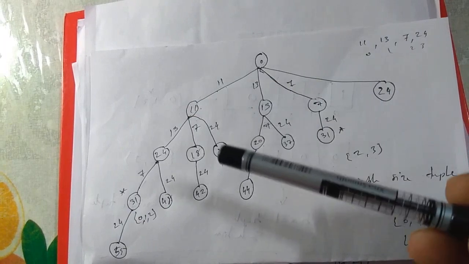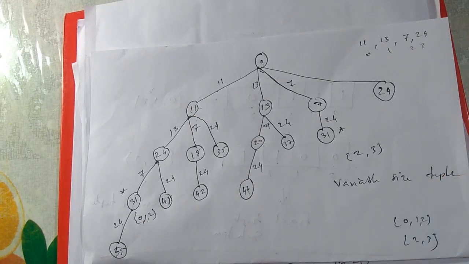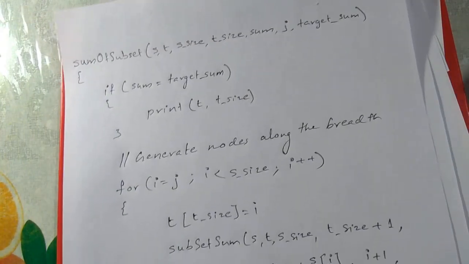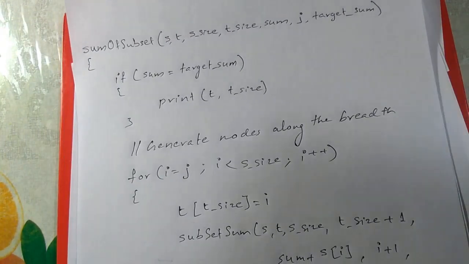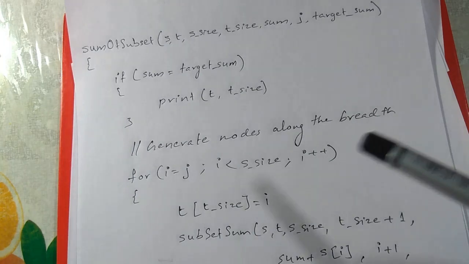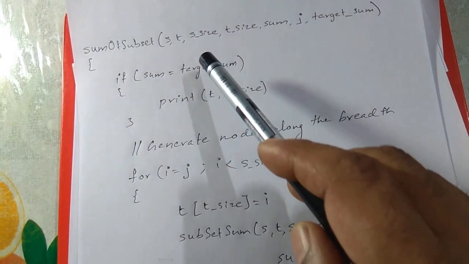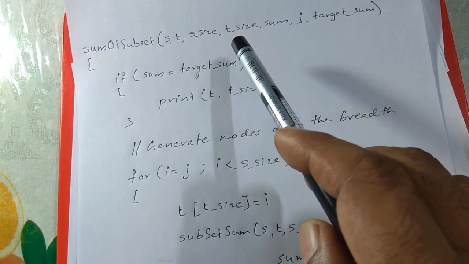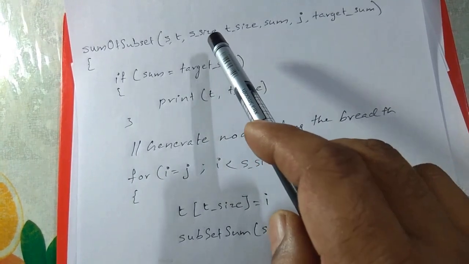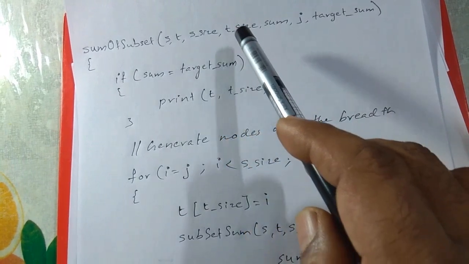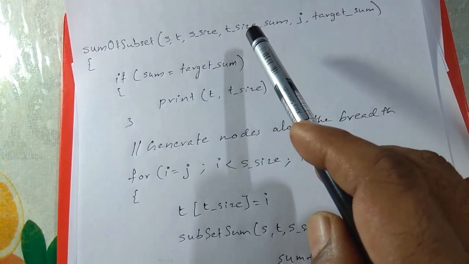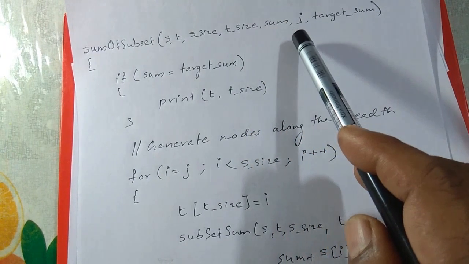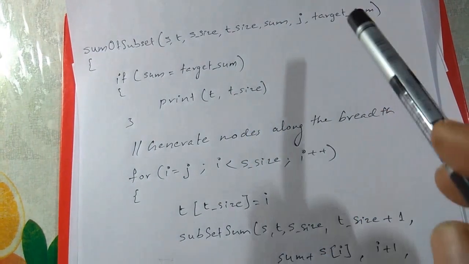We can see the algorithm for this. Here you can see the arguments to this algorithm. S is our set. T is the resultant set. S size is the size of the set. T size is the present size of the result array. Then sum. Then j is used to descend through the tree.